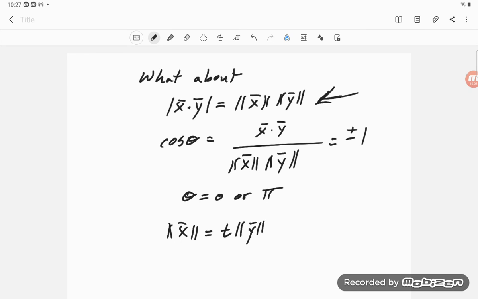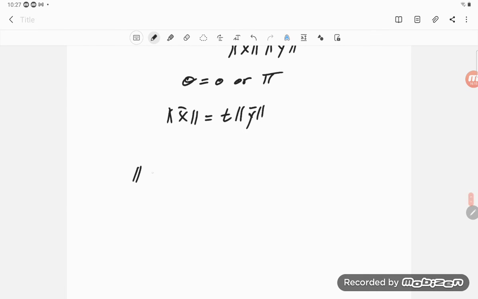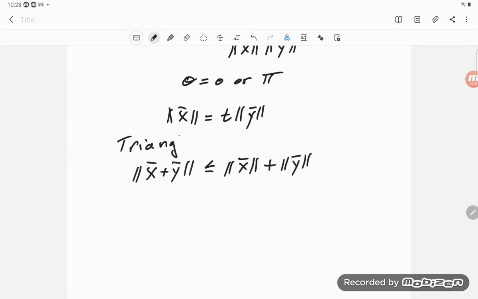Then they mention the triangle inequalities. And we already have proved that, so we just have our triangle inequality that the norm of x plus y is less than or equal to the norm of x plus the norm of y here. Okay, so there's our triangle inequality. So those are two biggies, Cauchy-Schwarz and the triangle inequality. And there we go. That is 8.3.